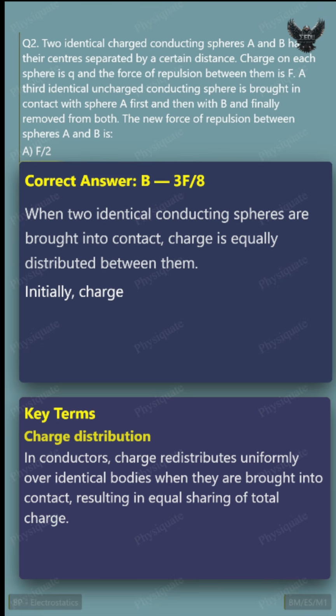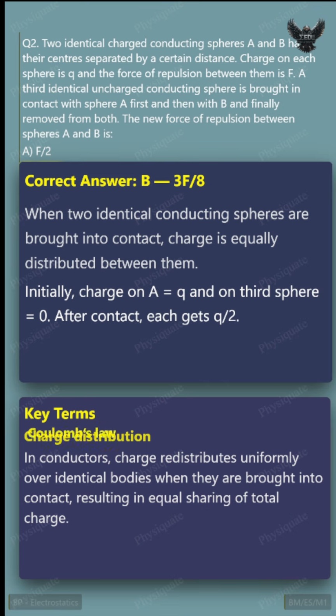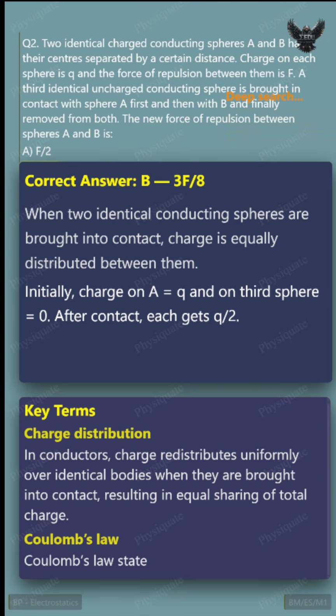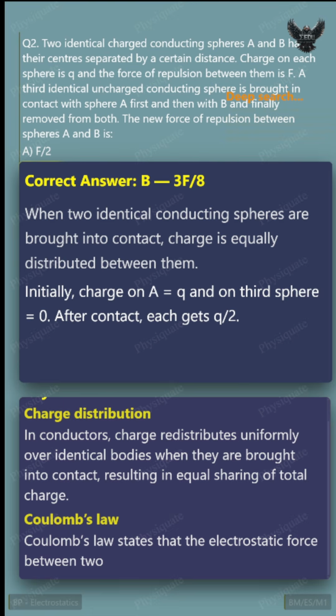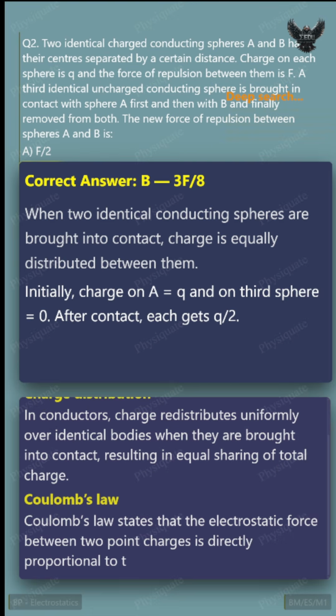Initially, charge on A equals Q and on third sphere equals 0. After contact, each gets Q divided by 2. Let us examine Coulomb's law. Coulomb's law states that the electrostatic force between two point charges is directly proportional to the product of charges and inversely proportional to the square of the distance between them.